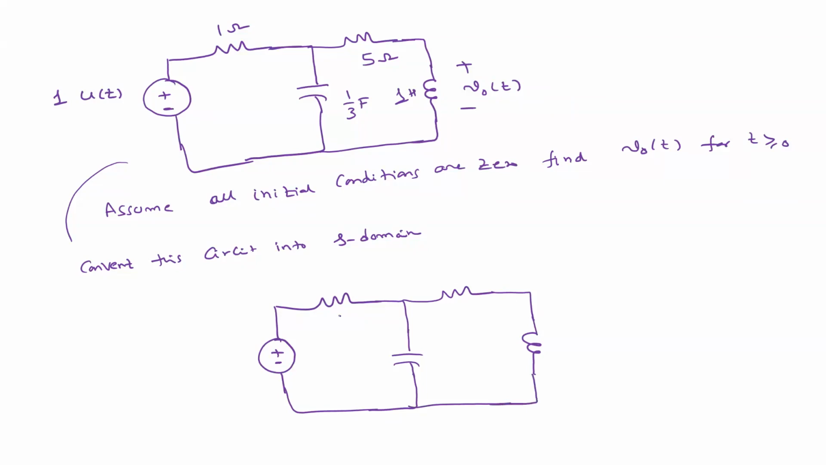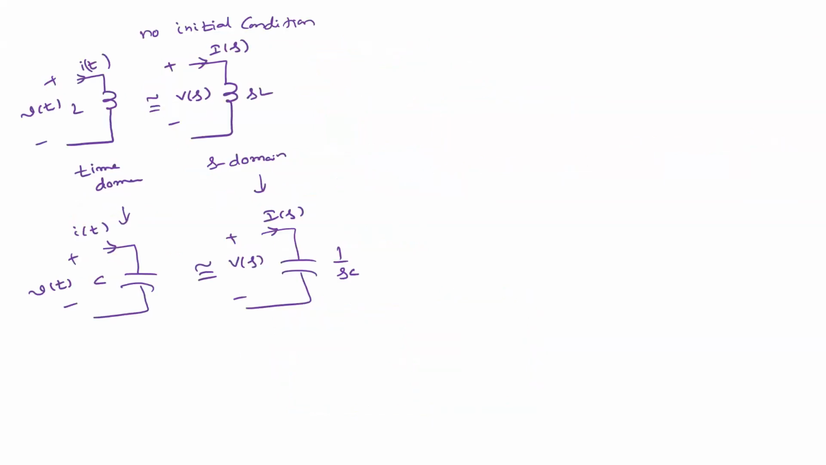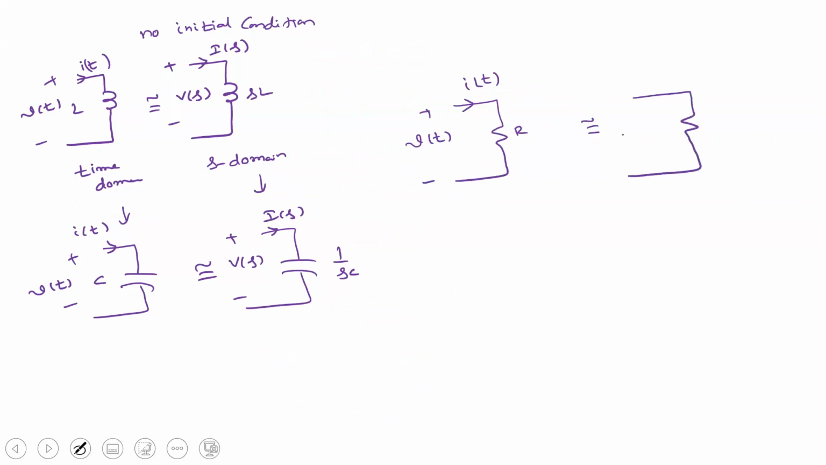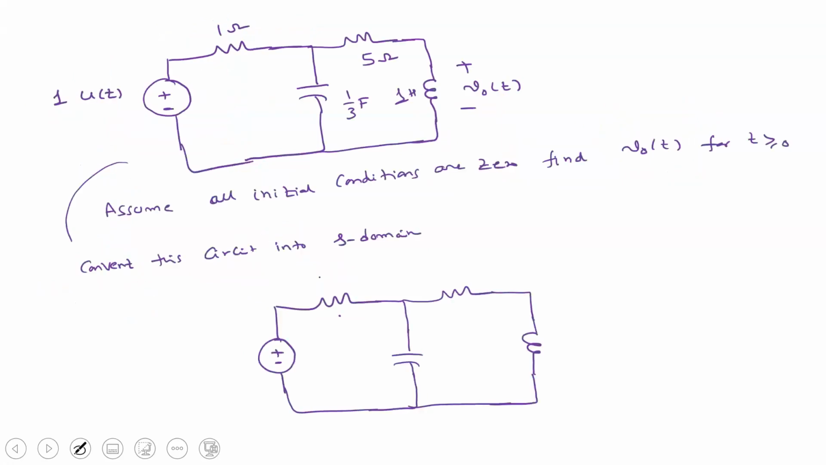Now tell me, what is the value of this resistor in S domain? Here we forgot to discuss this. If this is a resistor here, what is its equivalent? It will be the same only, right? So there is no change. So the resistor will be the same, 1 ohm.